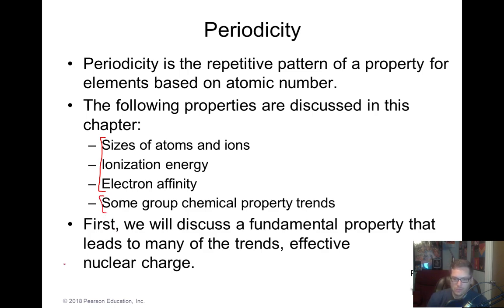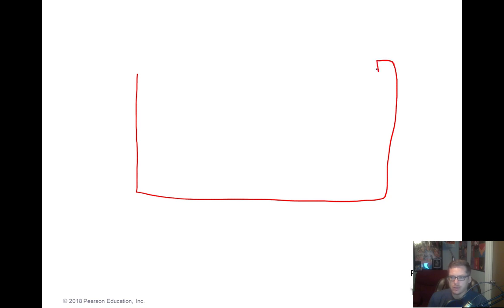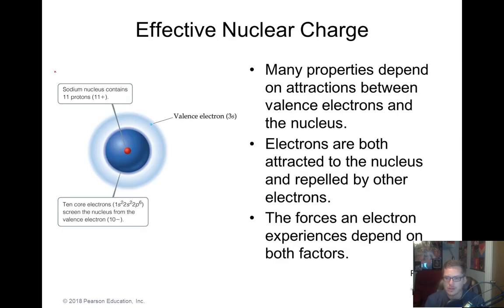First we're going to talk about the fundamental property that leads to many of the trends, and this is the effective nuclear charge. In your notes or somewhere, I want you to jot down a periodic table real quick, because we're going to keep track of our trends as we go through the video. So there's my periodic table. We'll be jumping back to that slide a couple of times. All right, so effective nuclear charge.